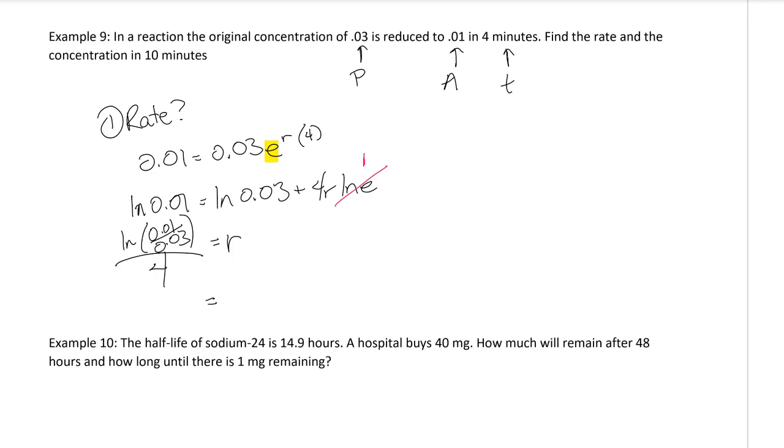In doing that, I got ln of 0.01 divided by 0.03 is negative 1.09861, and then I'd divide that by 4, gives me negative 0.27465.